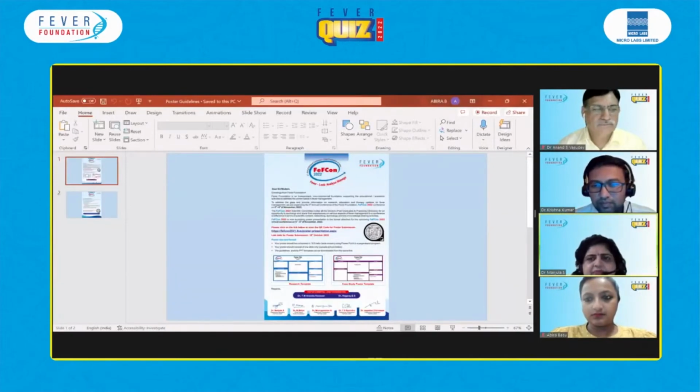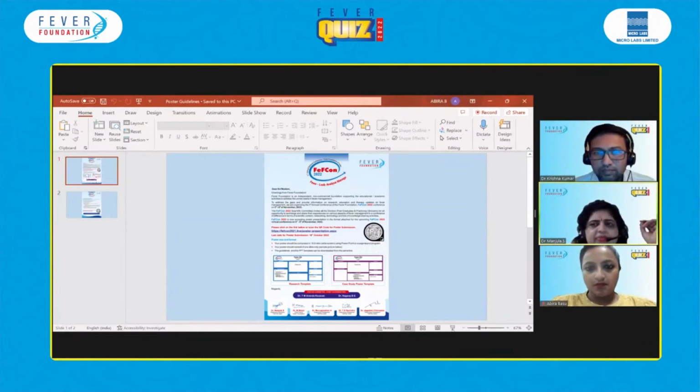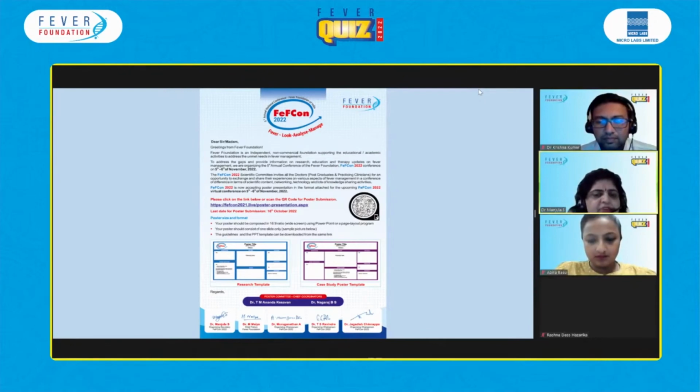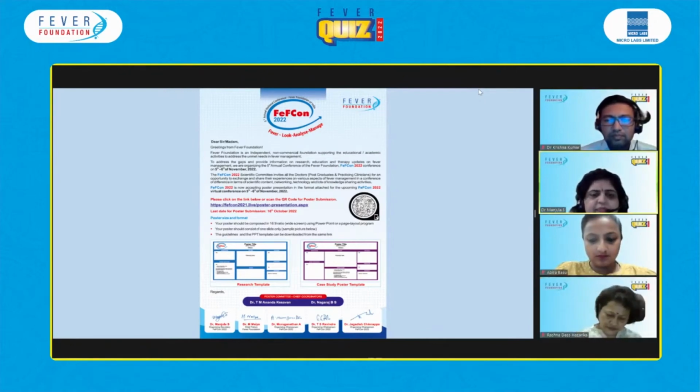So can you make it full screen? And see, this poster is in preparation for our 5th annual conference of Fever Foundation, FEFCON 2022, which is going to be held on 5th and 6th of November. Our scientific committee will examine the posters, and they're going to call the top 10 poster submitters for making a presentation. And they will evaluate the posters online. And the link will be shared with you where you can download the template which is shown here. Your poster can be either research based, or it can be case based. For the PPT slide you need to use a 16:9 ratio, that means the wider screen one. And it should be done in the same format as shown here. And you can download the format as I mentioned. Next slide, please.